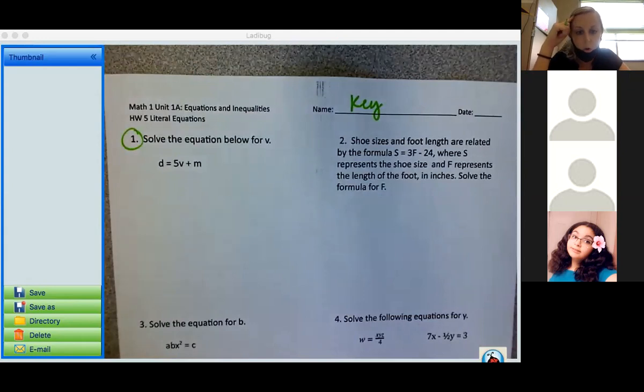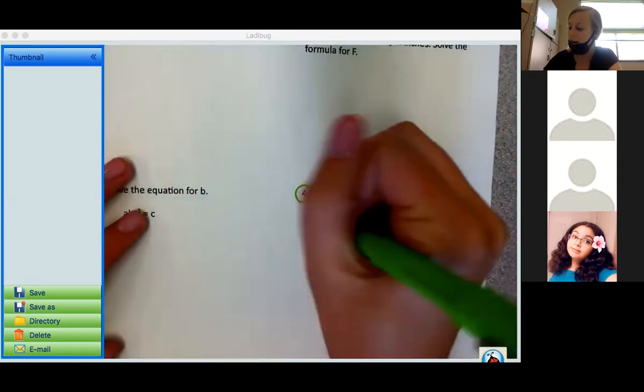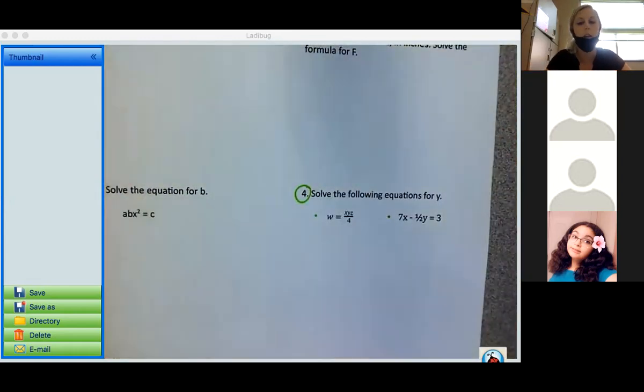What else, guys? 1. Did somebody say 2? 4. 4's both of them, right? Yes. Okay, good. These are both good ones to do. Thank you, Cameron. Those are both great to do. What else besides 1 and 4? Does anybody need 2 or 3?